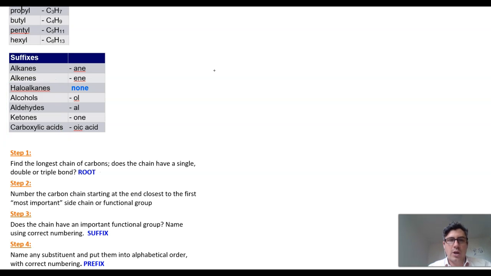So for alcohols, the group is OH. For aldehydes, the group is a carbon double bonded to an oxygen and to a hydrogen there. A ketone is similar to an aldehyde, where you've got carbons and you've got a double bond oxygen there. And carboxylic acid is where you have a double bond and OH like this. So they're the important groups that you will see.